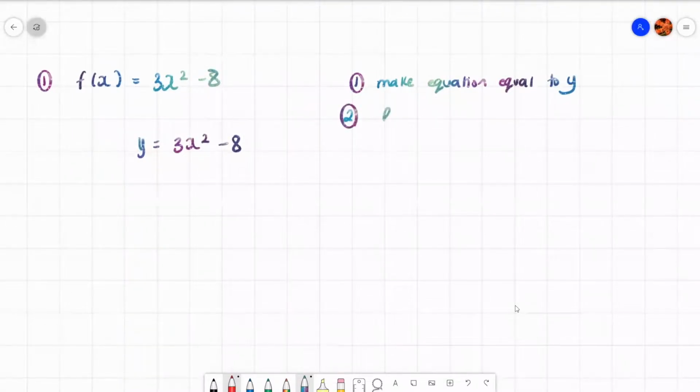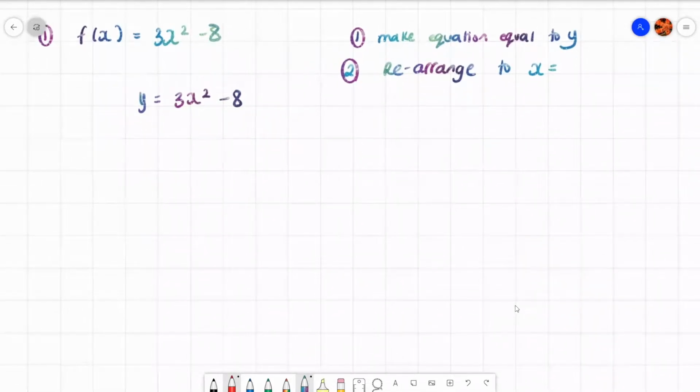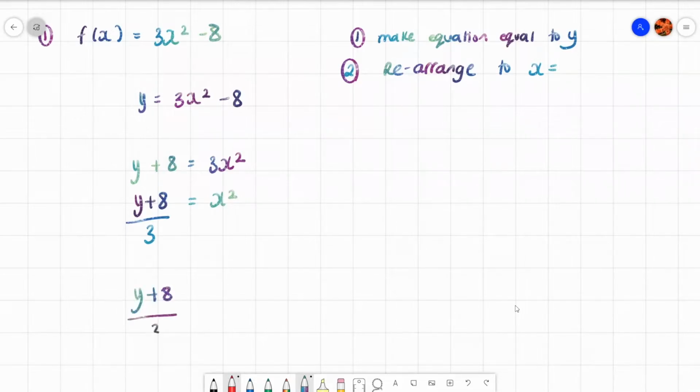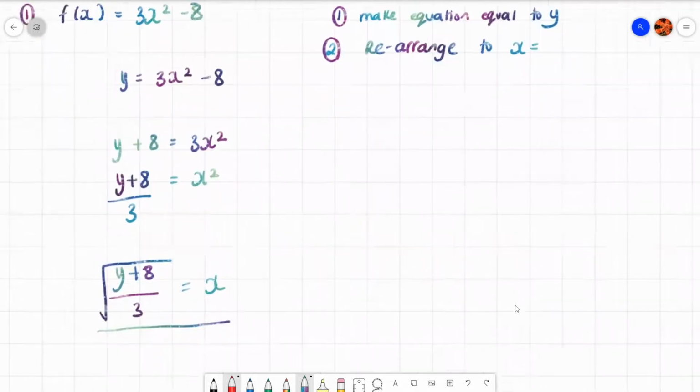Right, number 2, what you need to do is rearrange to x equals. I need to rearrange this equation to make it x equals, okay? So this is where your rearranging skills come in. I'm going to do y plus 8 equals 3x squared. And then I'm going to get rid of the 3. So I'm going to divide by 3, aren't I? So y plus 8, divide that by 3. I'm left with x squared. Well, how do I get rid of x squared? It's y plus 8 divided by 3, and the square root of it equals x. Okay, right, I've done that.